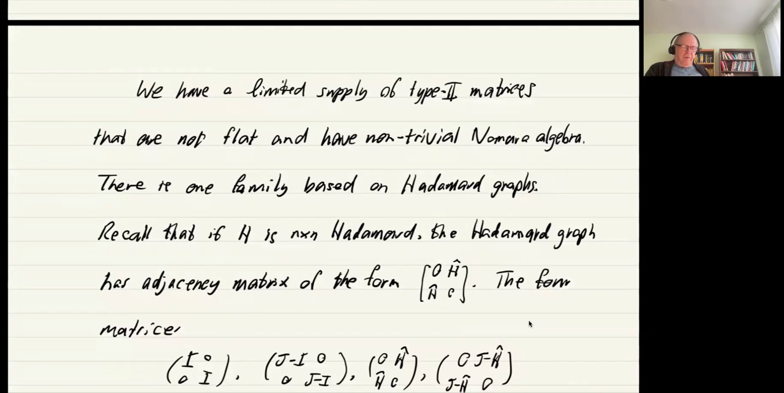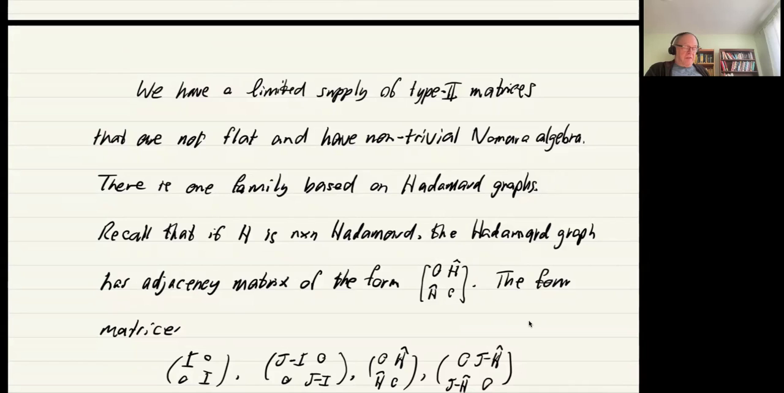Now we can get non-commutative things if we drop the flat restriction. So there's a limited supply of type 2 matrices that are not flat and have non-trivial Nomura algebra, and are not products. You've got to be a little bit careful when I say not products. I feel slightly nervous because sometimes when you have a product construction, there's a way of twisting the product a bit. You get something which is technically not a product, but works the same way. So I'm using product in that vague sense.